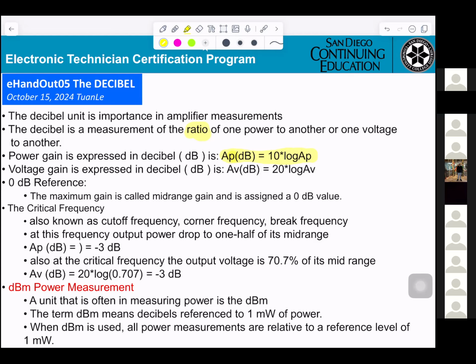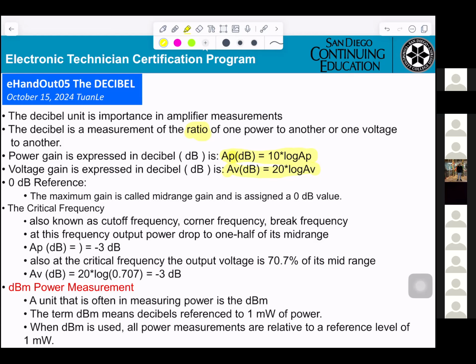Voltage gain is expressed in decibels in this formula here. AV dB equals 20 times log of AV. AV means voltage gain and equals V out divided by V in. 0 dB reference: the maximum gain equals a mid-range gain and is assigned a 0 dB value.